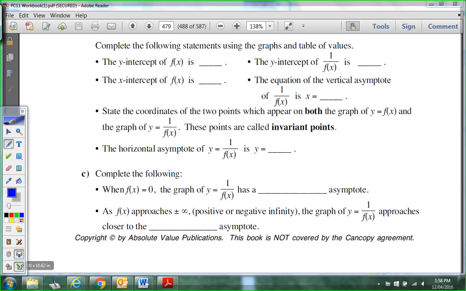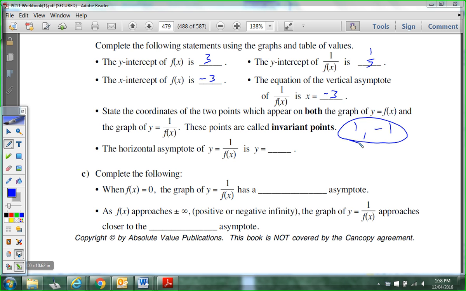So the y-intercept of f of x is 3. The x-intercept is -3. The y-intercept of 1 over f of x is the reciprocal of the original, which would be 1/3. And then the vertical asymptote is -3, because that's the line that it could not touch. Then I mentioned, state the coordinates of the 2 points which appear on both the graph of y equals f of x and the graph of y equals 1 over f of x. 1 and -1. Those were our invariant points.